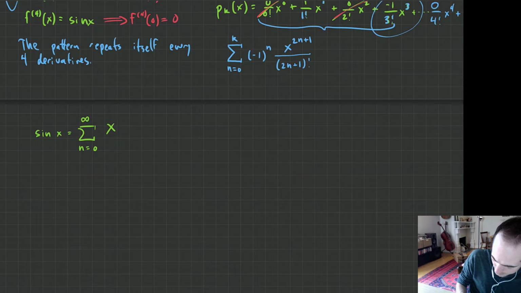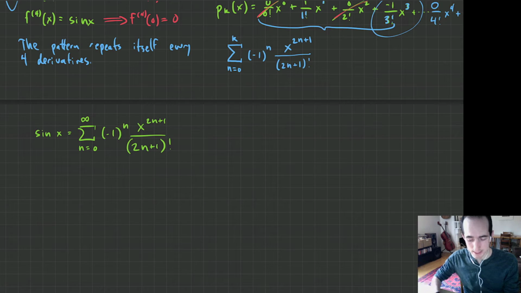So I would have basically the same thing, 2n plus 1 over 2n. Oh, I forgot the minus 1 to the n. Pardon me. Minus 1 to the n of x to the 2n plus 1 over (2n plus 1) factorial.